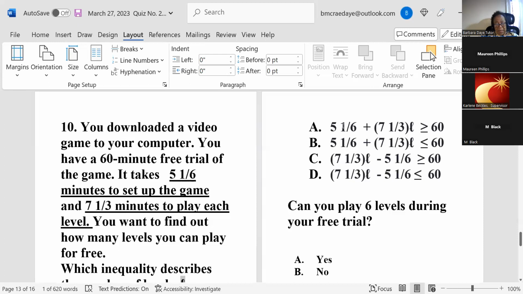5 and 1/6 is the setup minutes, plus 7 and 1/3 is the minutes per level. So you know the 7 and 1/3 has to be multiplied by the level. So it can only be A or B.